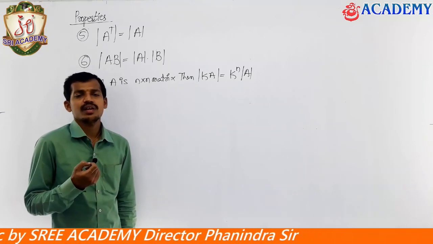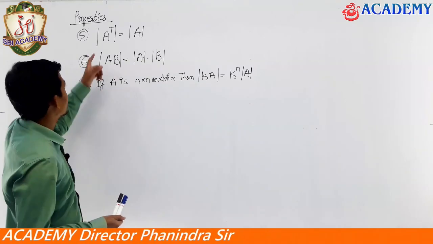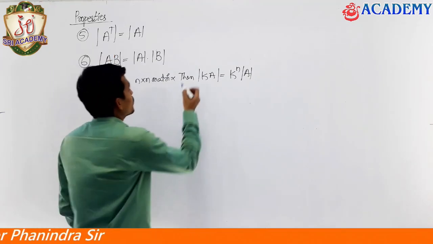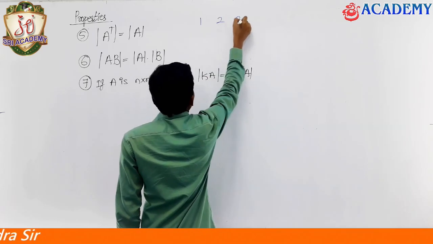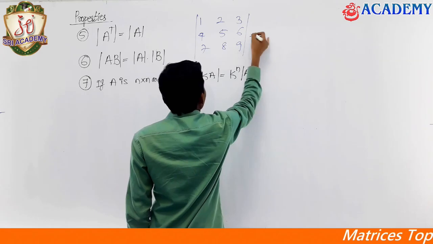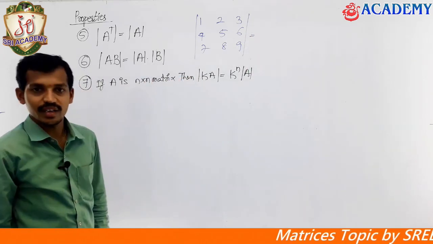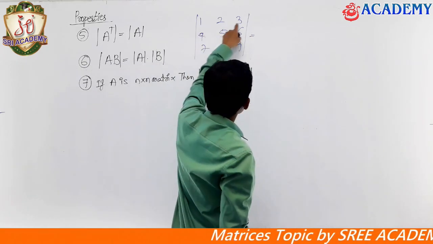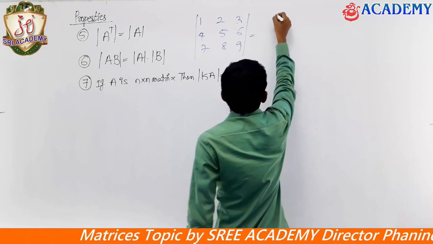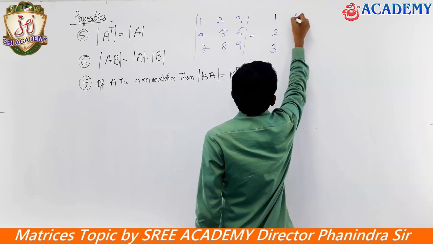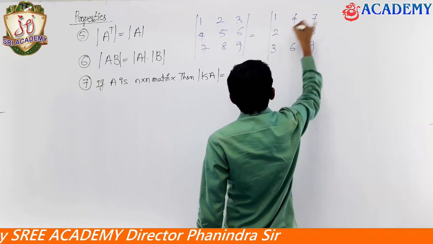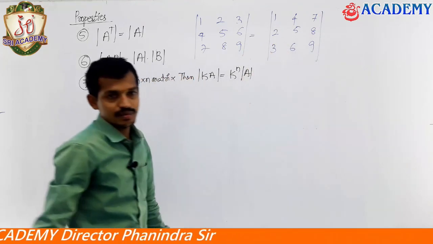These are also very important properties. The determinant of A transpose equals the determinant of A. Suppose I have a matrix with rows 1 2 3, 4 5 6, and 7 8 9. If I interchange rows and columns, that is A transpose, and write 1 4 7, 2 5 8, 3 6 9, and find the determinant, you will get the same answer.